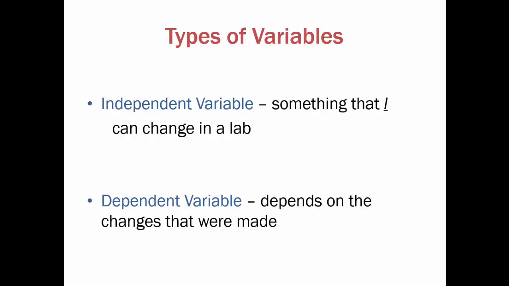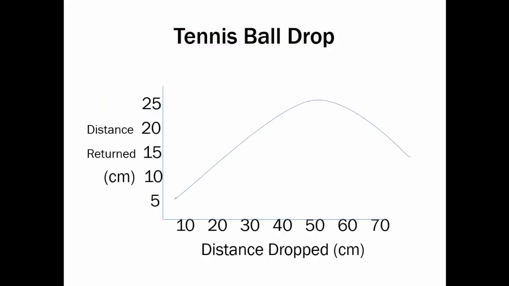The independent variable goes on the x-axis, the dependent goes on the y-axis. Back to our good tennis ball drop graph, the distance dropped in centimeters is what that group controlled, so that goes on the bottom, the independent variable. On the side was the results of that independent variable, the dependent variable, distance returned in centimeters, and that was drawn on the left side, on the y.